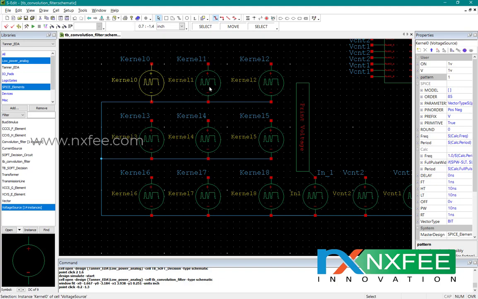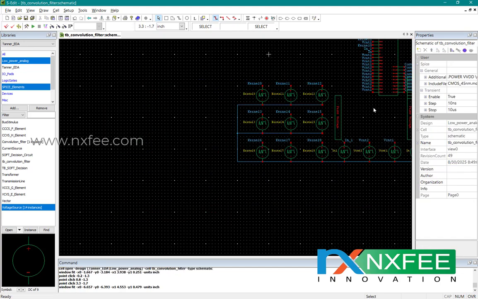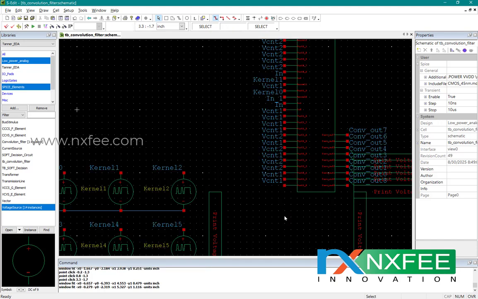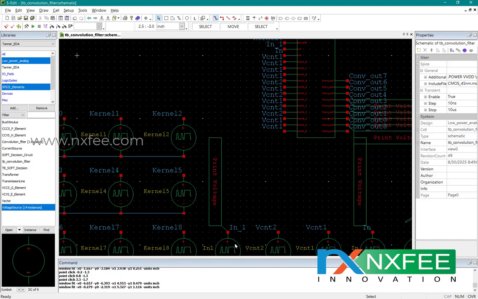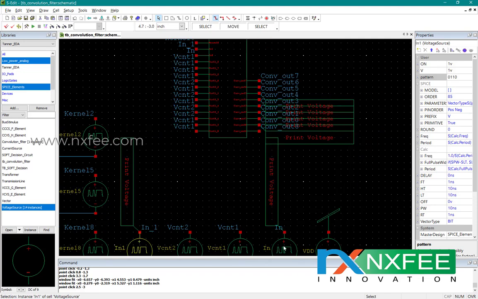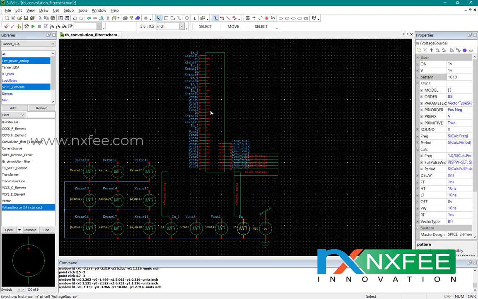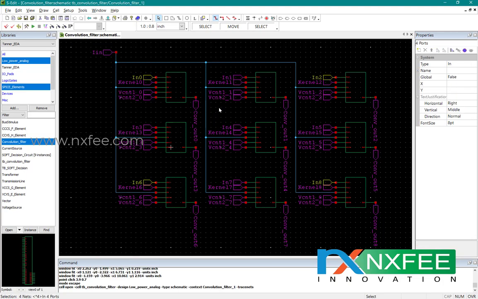You can easily change the multiplication values here. Whatever coefficients you need, you can easily change them and test the multiplication part also. Here for the input we gave the same constant value, in1 and in. Two differential inputs will be used in this kernel multiplication, and this is the top model of the architecture for 3 cross 3 multiplications.